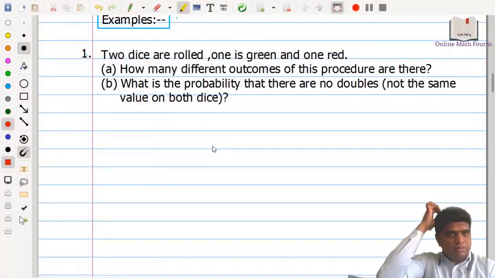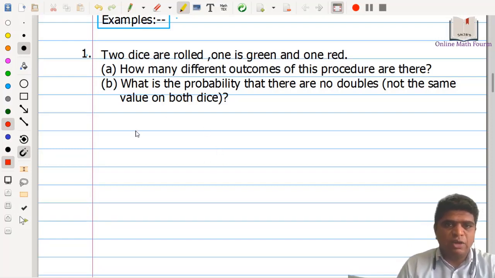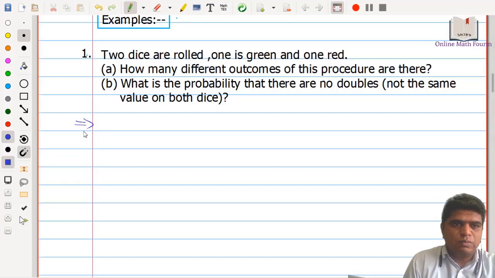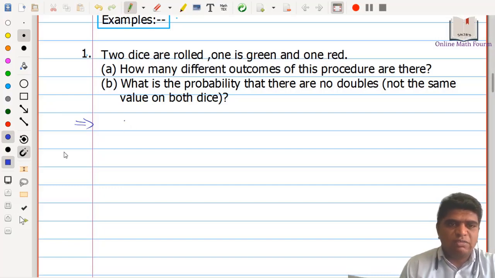Two dice are rolled, one green and one red. How many different outcomes of this procedure are there? We have to roll two dice, one is green and one is red.